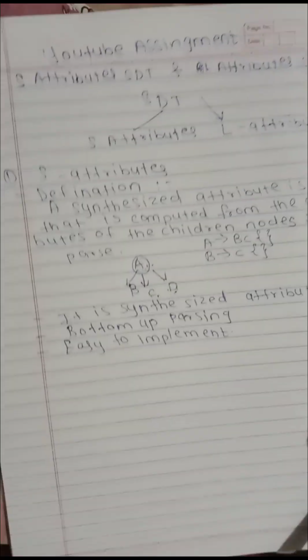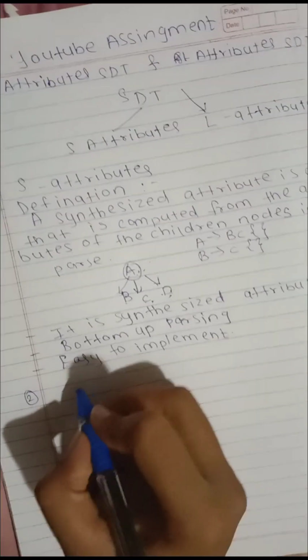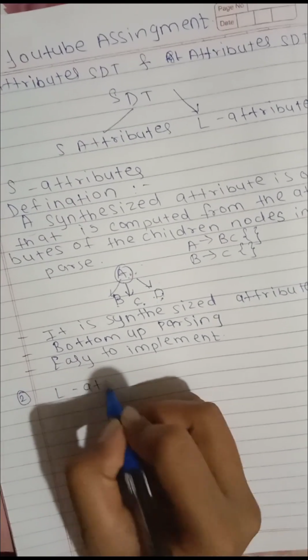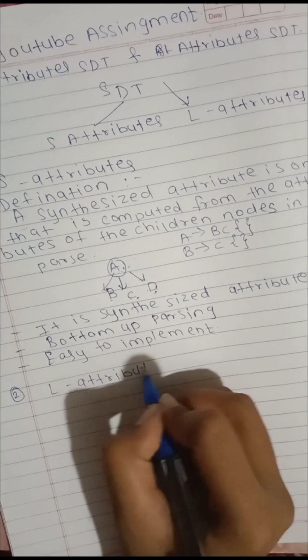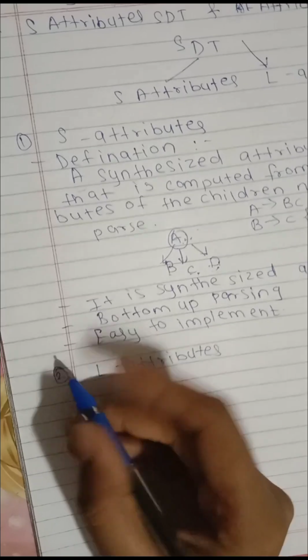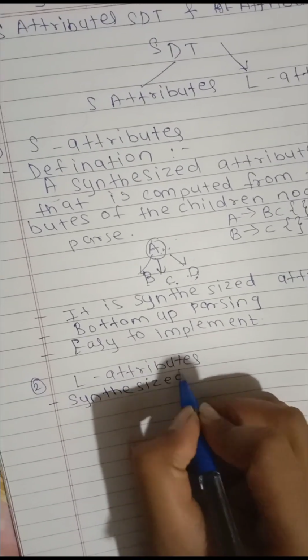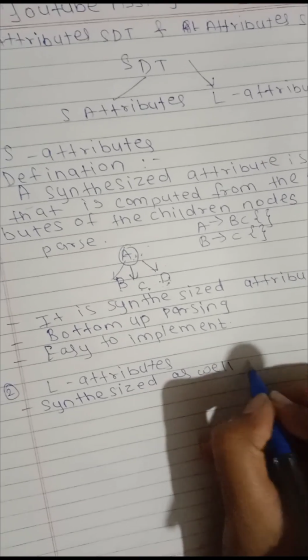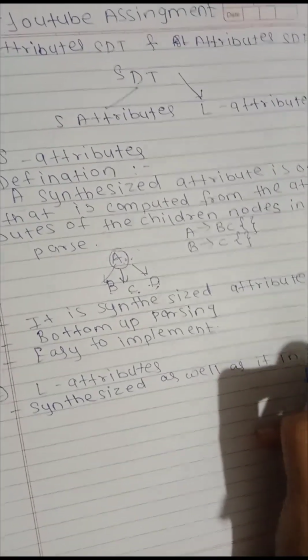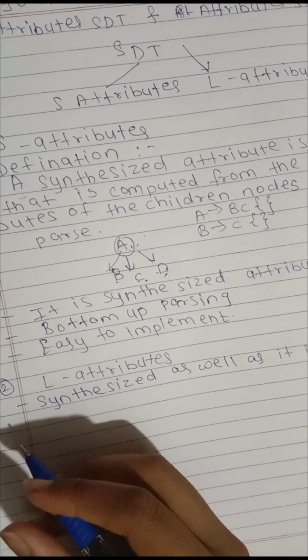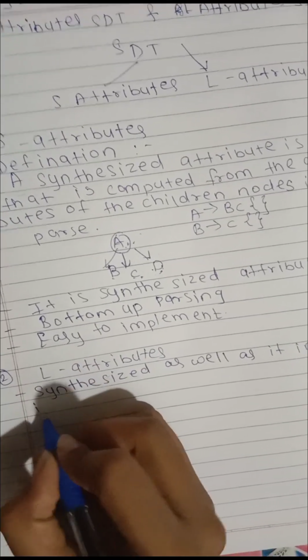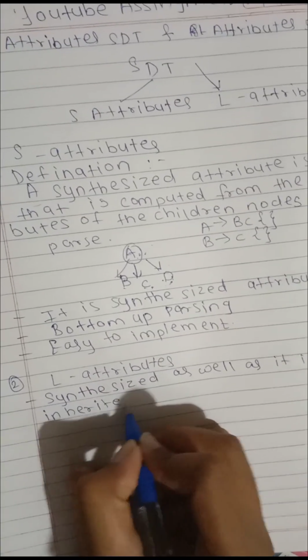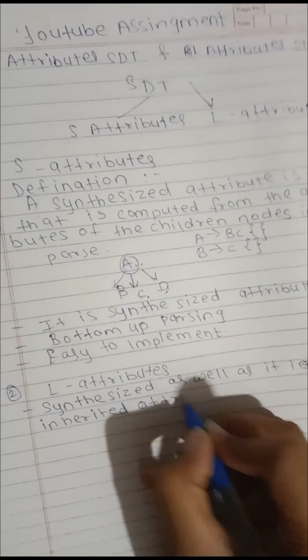We'll also discuss the difference between both of them. So let's see the second type, which is L attribute. L attribute is synthesized as well as inherited attribute. Let's see what is meant by inherited.